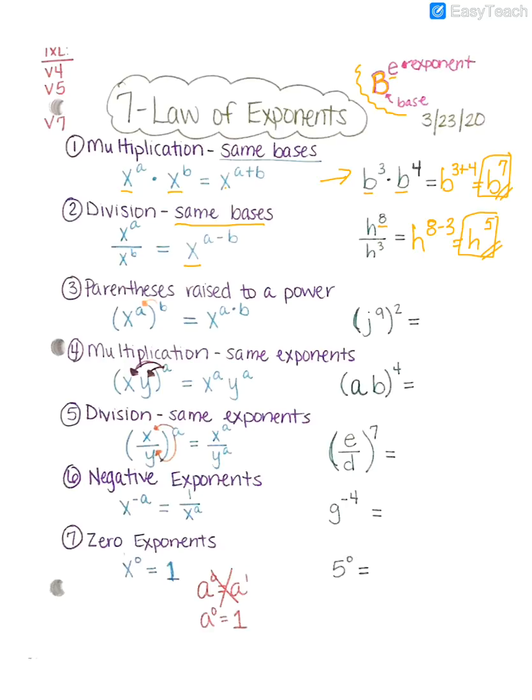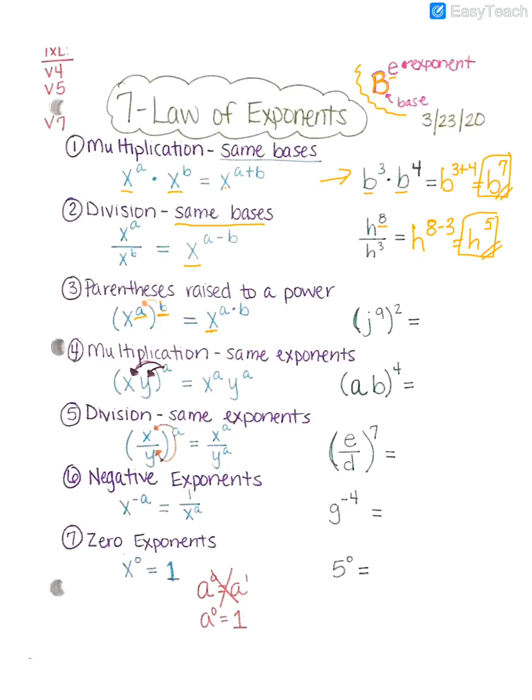Number 3 is when you have parentheses raised to a power. That means you already have a power on the base, but you have another power on the outside of those parentheses. What you're going to do is distribute this power, the b, by multiplying to the inside. So we keep the base, and you're going to be multiplying a times b.